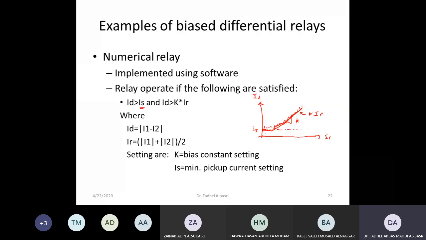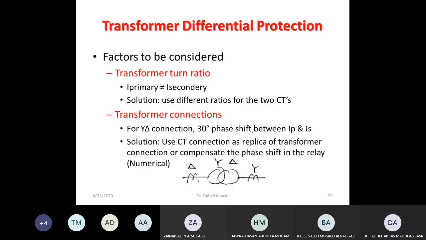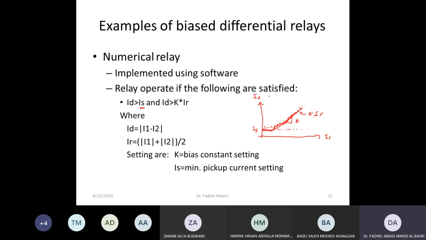Now, these characteristics can be different. They can be two slopes. It can be starting from here, just a slope with minimum current. But the principle is I need to know I differential and I restraint. This is for biased differential.